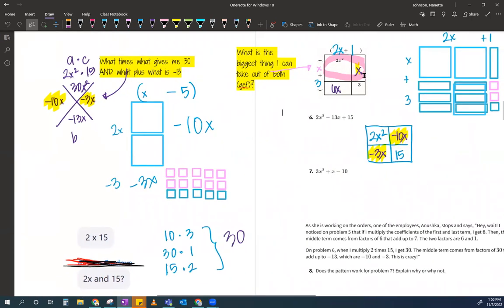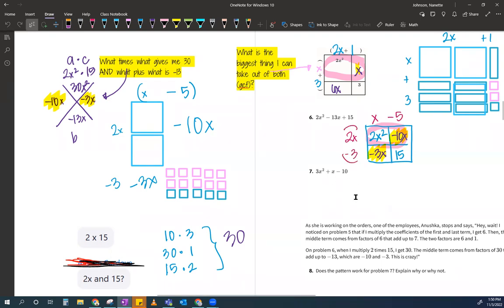Okay, so here now I want to ask that question. What's the biggest thing I could take out of both of these? And you guys would be like, 2x, Miss Johnson. And then the rest of this, you guys know how to do. So 2x times what gives me 2x squared? Very good. 2x times what gives me negative 10x? And x times what gives me negative 3x? Oh, that's negative 3. I'm kind of rushing here. Here's your answer for that one.